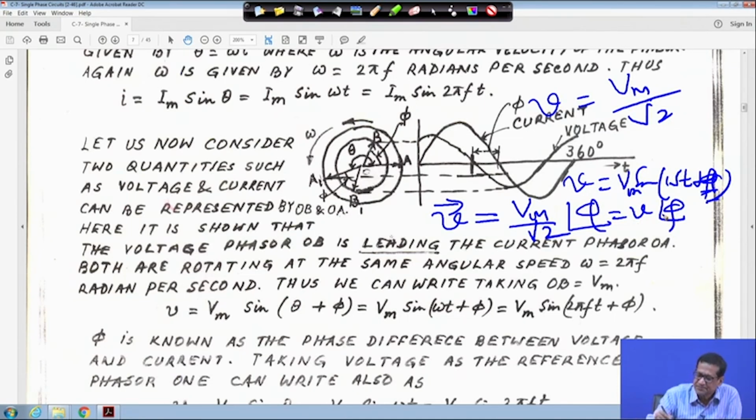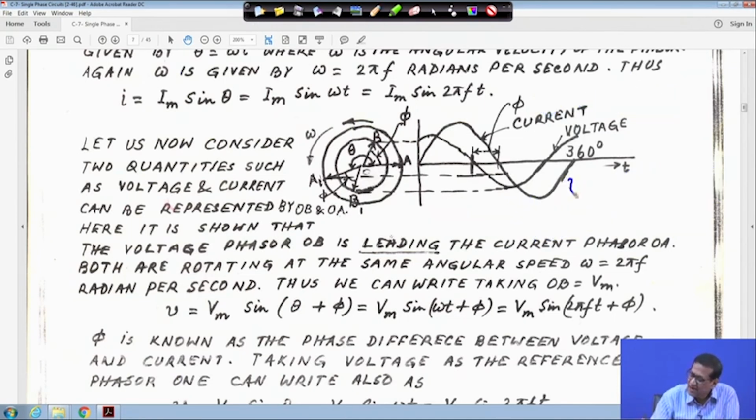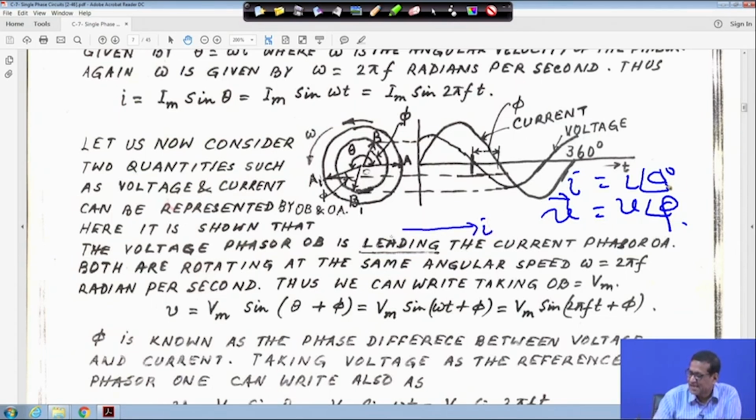Now, the question is, my I is equal to I angle 0 degree, and my V is equal to V angle phi. Then if we plot the phasor diagram, you draw a vector diagram, but a phasor is a rotating vector, that is the only difference. Suppose this is my I, this is my reference line, the angle is 0, and this is V angle phi, so it will be my V, and this angle should be phi. That means V is leading the current I by angle phi.